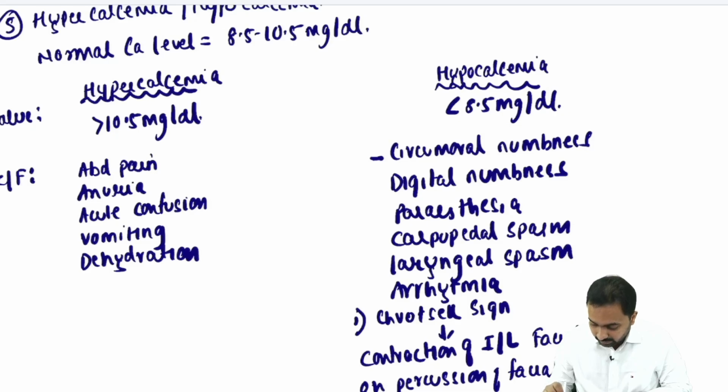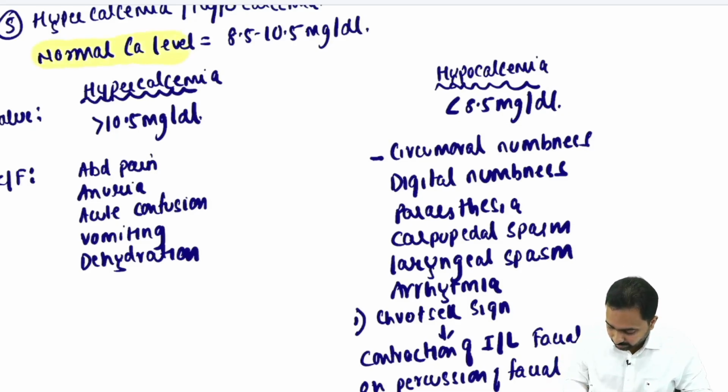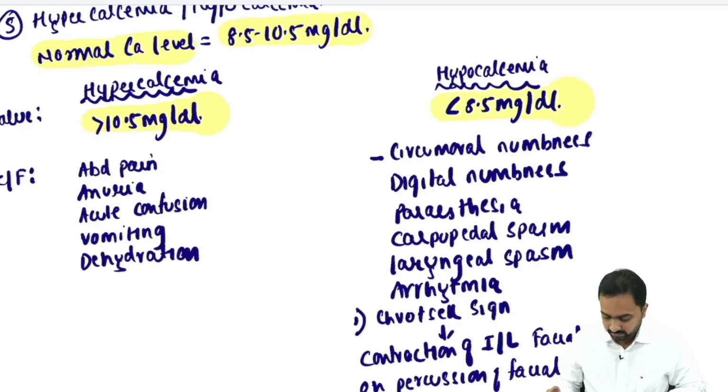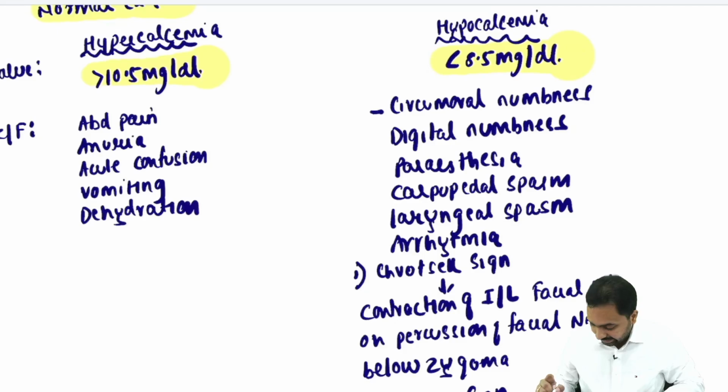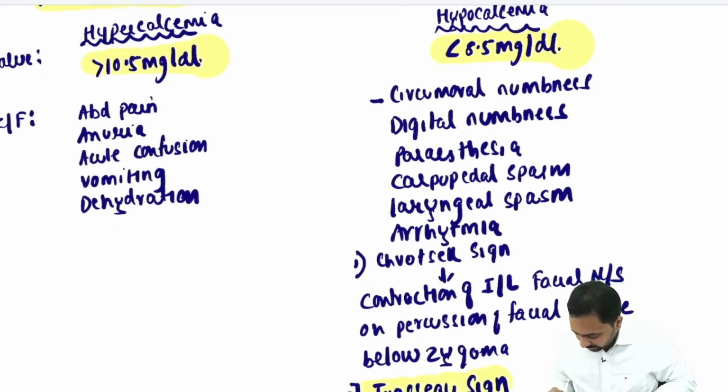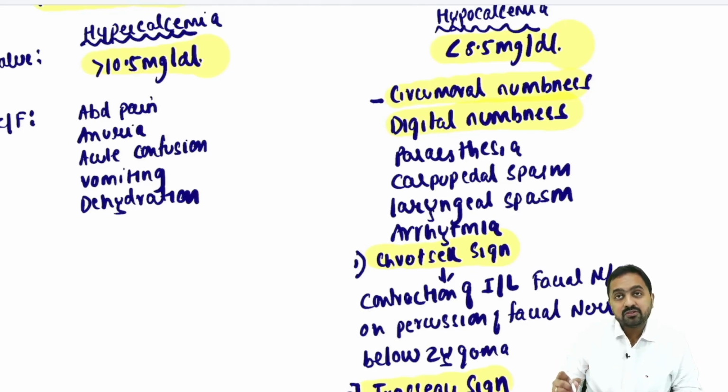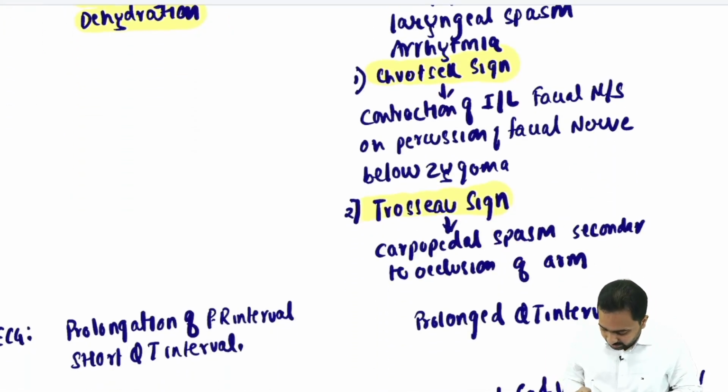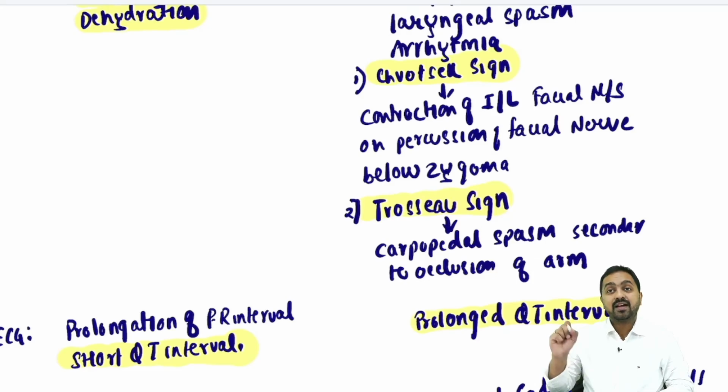So let's revise it. The normal calcium levels are 8.5 to 10.5. The values of hypercalcemia are more than 10.5 and hypocalcemia is less than 8.5. In the clinical features of hypocalcemia, we have two important signs which need to be remembered. Then there is circumoral numbness and digital numbness present in hypocalcemia. Hypercalcemia presents with dehydration, anuria, vomiting, acute confusion. In ECG, there is a short QT interval in hypercalcemia, whereas prolonged QT interval in hypocalcemia.